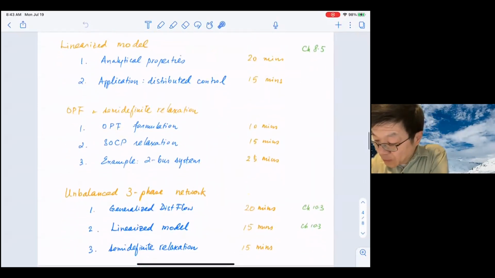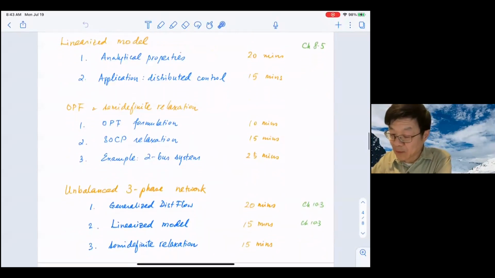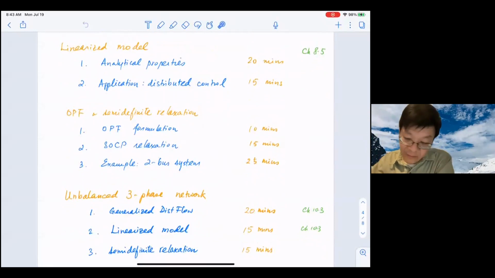And then the first two talks are just about power flow models, including the linearized model. And then the next block will talk about using these models to formulate OPF and the resulting semi-definite relaxations. And then I'll go through a two-bus example in detail.